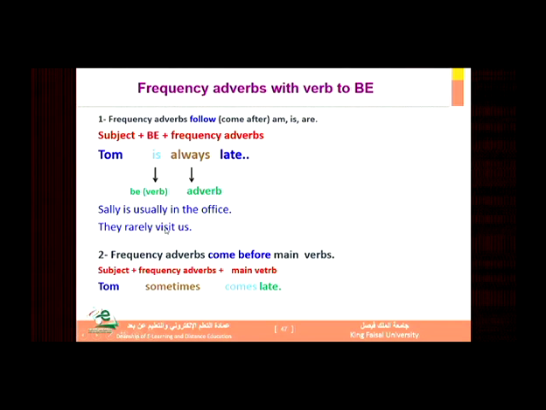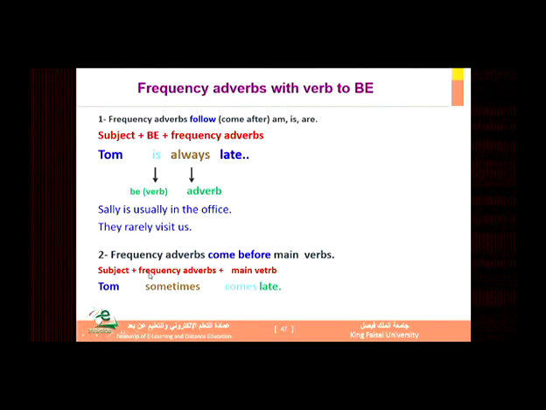So in the case of main verb, the adverb comes before. In the case of verb to be, the adverb comes after. So Sally is usually. They rarely visit us. So the adverb comes before the verb.